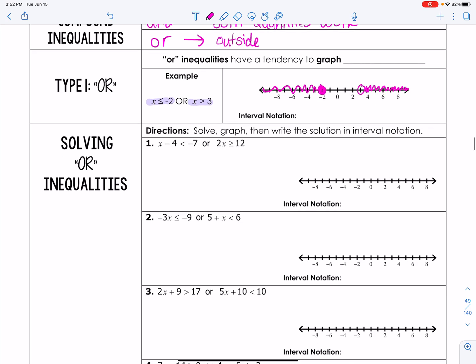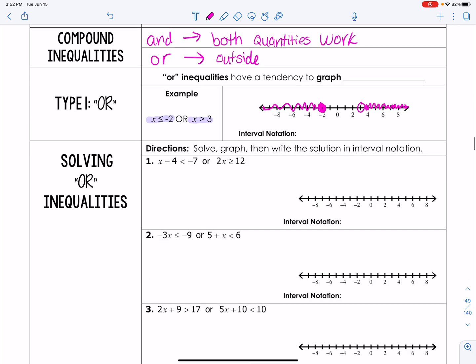If you look at the examples, when you solve these, I am going to do them separately. So I'm going to add 4, and x is less than -3. I'm going to go to -3 and put an open circle, and I'm going less. Then you have to solve the other one. You're going to divide by 2, and x is greater than or equal to 6. So I would have a filled in circle here, and it's going out this direction. They're going to go away from each other.